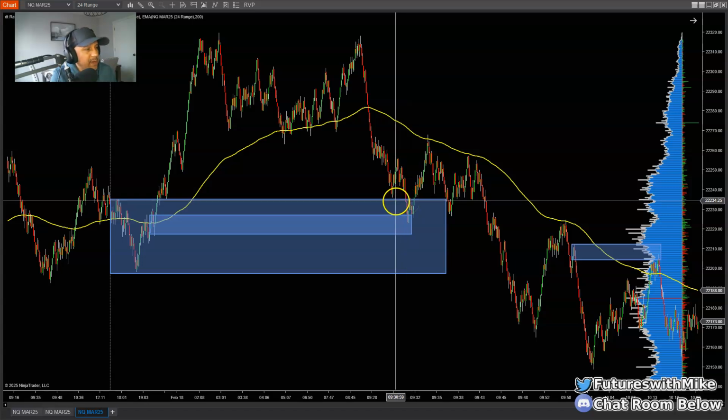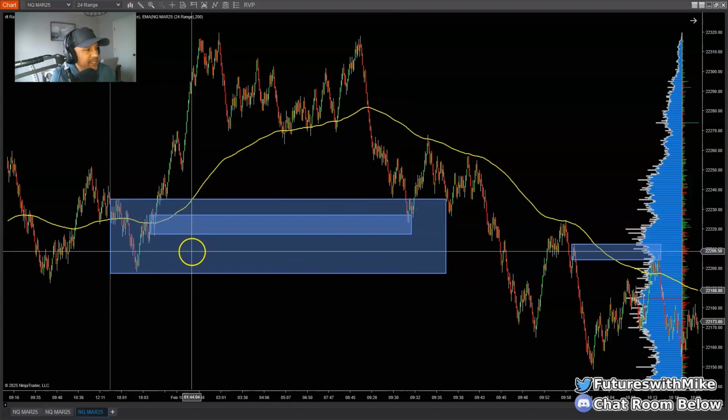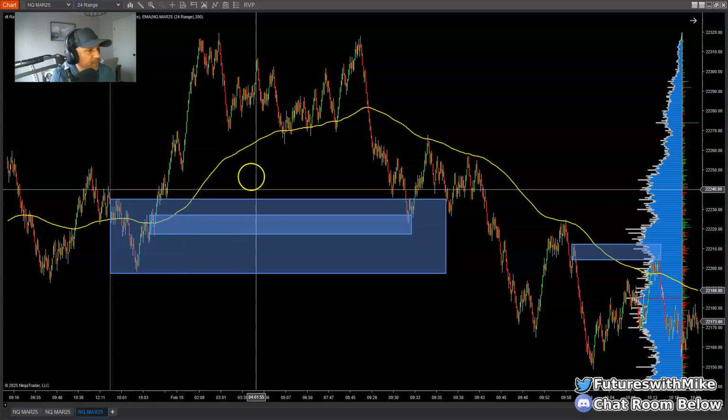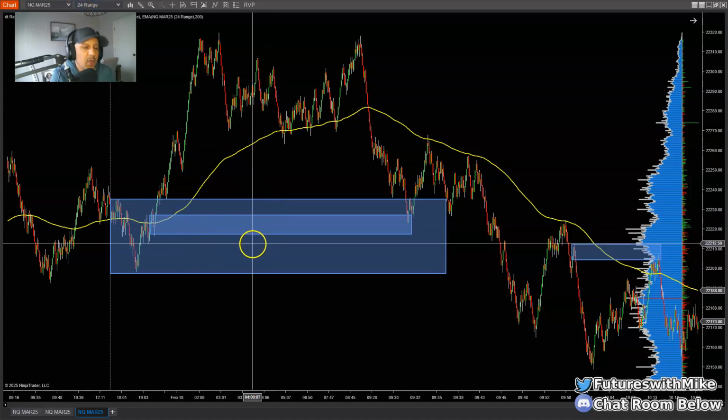In the meantime, while it's doing that, let's go ahead and find us a demand zone resting on the inside of the 120, okay? Right here. So we mark up a 24 range demand zone, okay? Now we've got confluence. What's next?